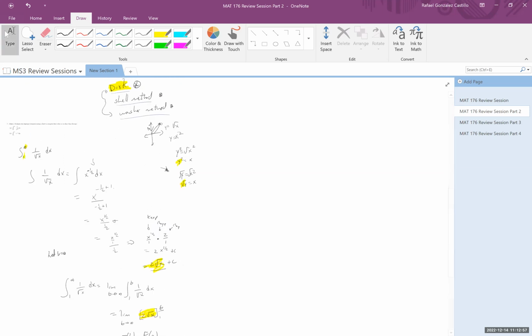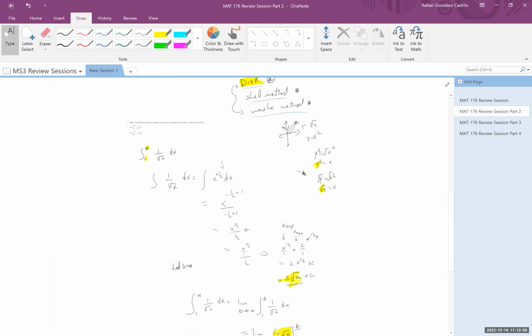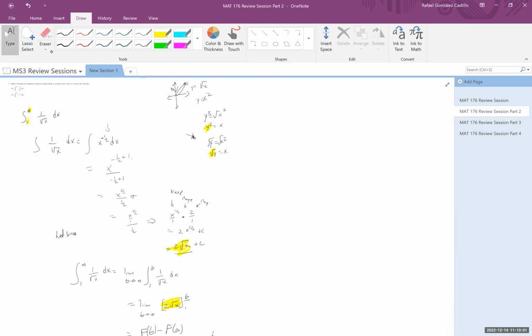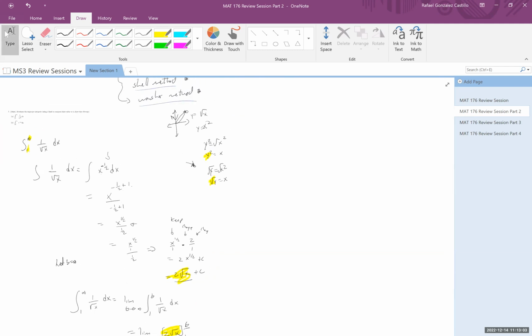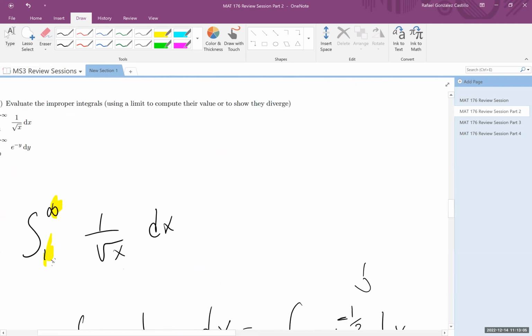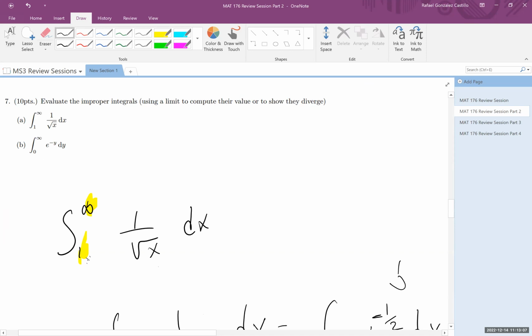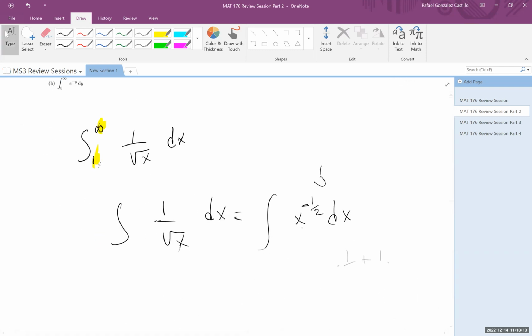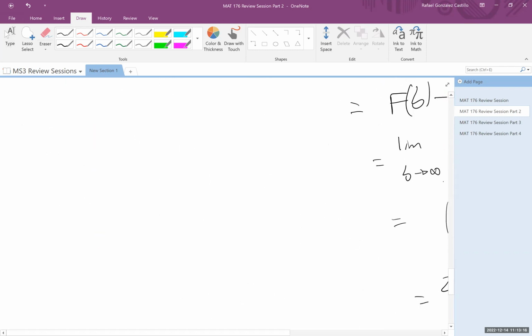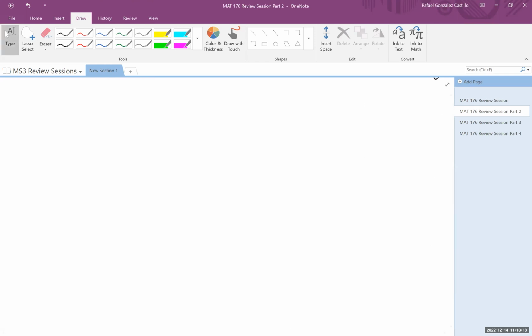Now part B. So there's a part B to this problem, which is right up here, and it looks very tiny right now. Part B says to also find the improper integral using a limit to solve for the improper integral from 0 to infinity of e to the negative y dy. So here we have, I'm going to do it down here, the improper integral from 0 to infinity of e to the negative y dy.